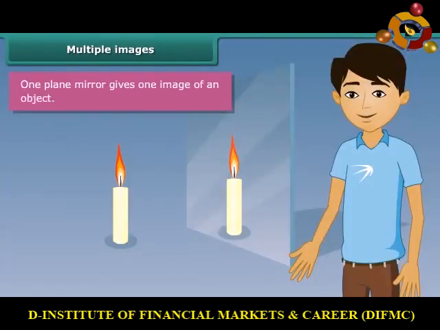One plane mirror gives one image of an object. Can you tell how many images we would obtain with two plane mirrors? Let us perform an activity to know the number of images formed using two plane mirrors.